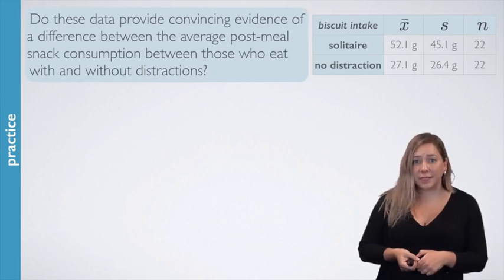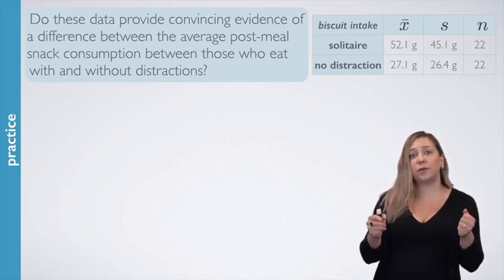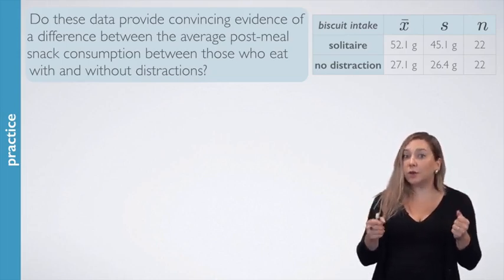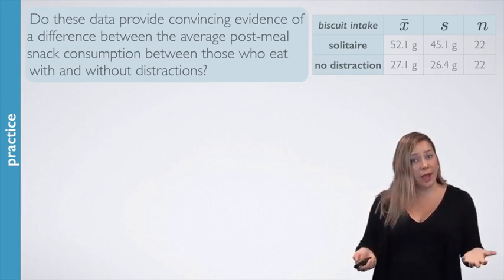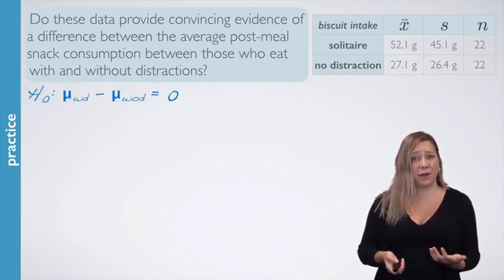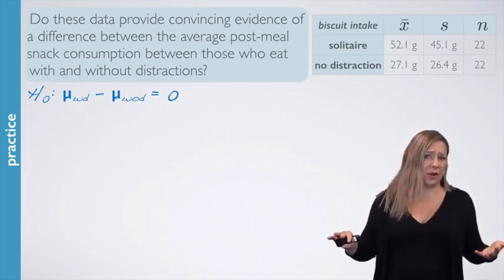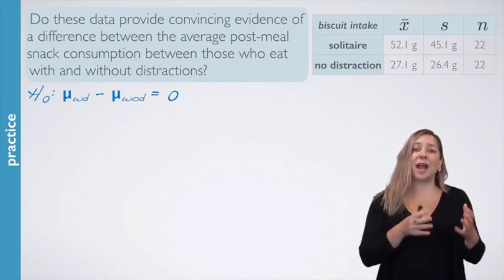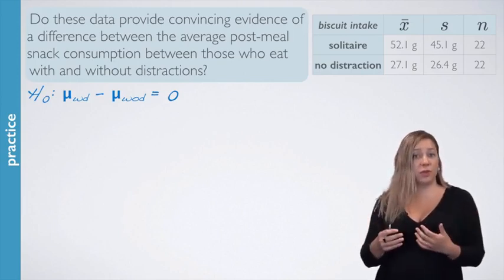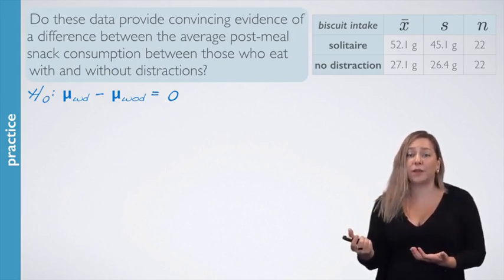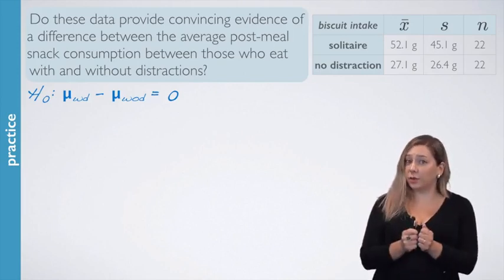Next, we'll work on a hypothesis test for evaluating whether these data provide convincing evidence of a difference between the average post-meal snack consumption between those who eat with and without distractions. When doing a hypothesis test, the first step is always to set your hypotheses. Remember that the null hypothesis always says there's absolutely nothing going on here. We could phrase that as the average snack consumption for those who eat with and without distraction, the difference between those two, is 0. Another way of thinking about this is that the two mu's from the two populations are equal to each other.